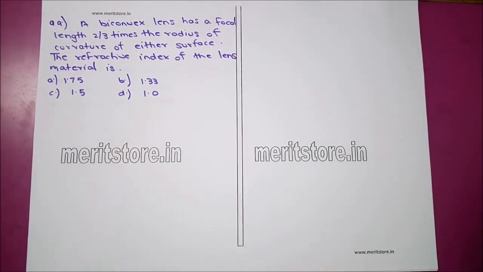A biconvex lens has a focal length 2 by 3 times the radius of curvature of either surface. The refractive index of the lens material is, the options given are 1.75, 1.33, 1.5 and 1.0.